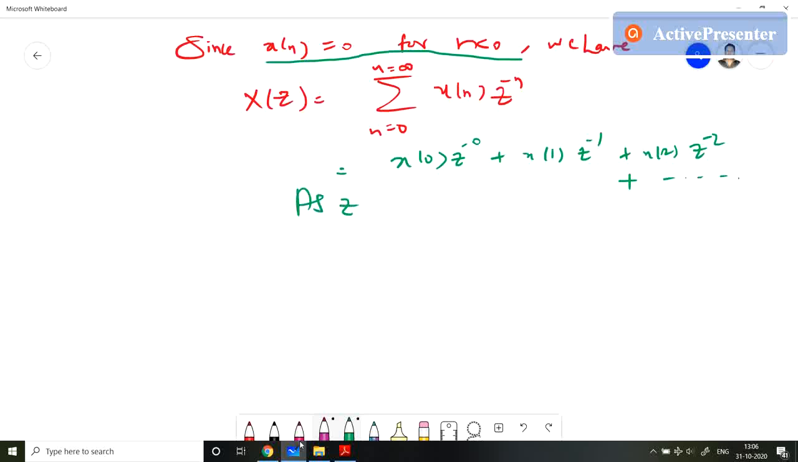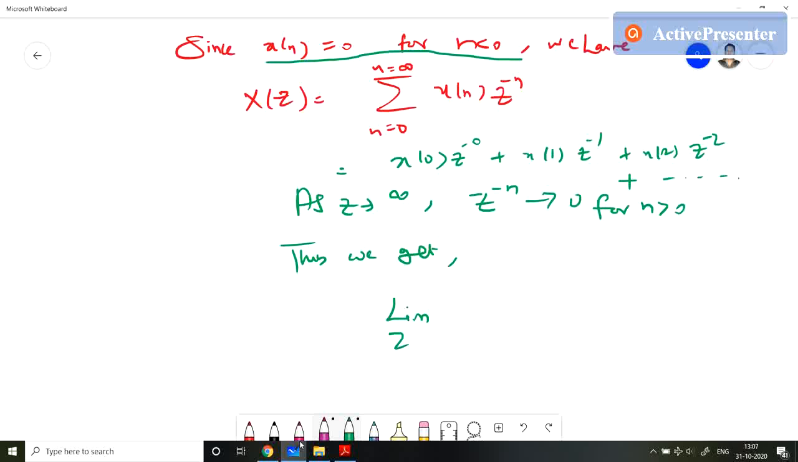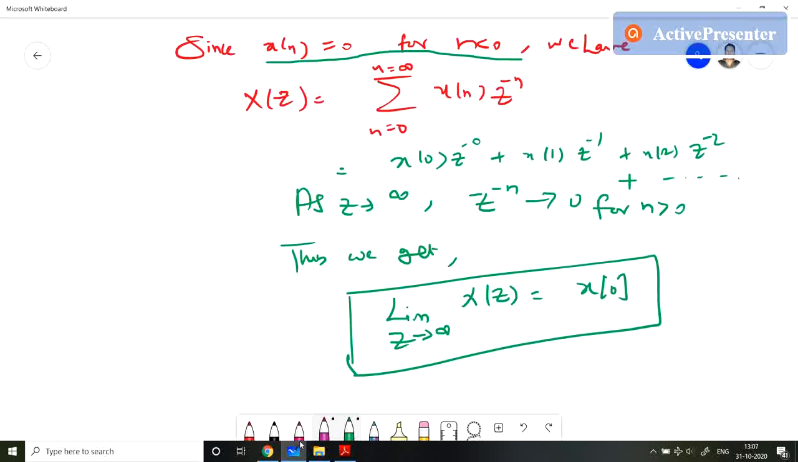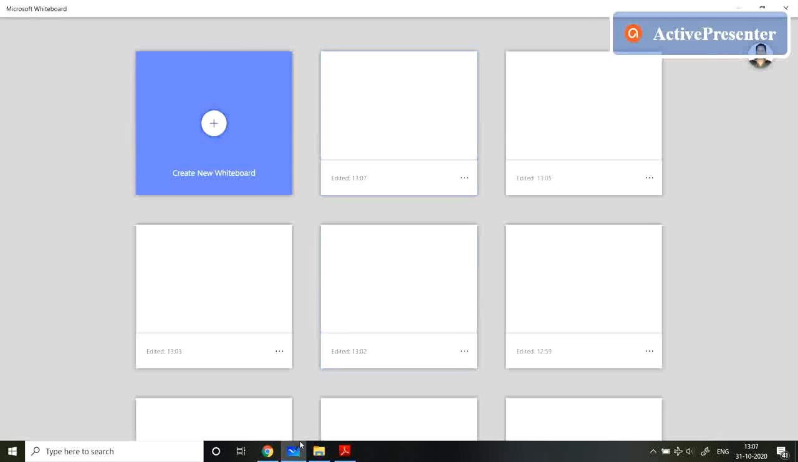So as z tends to infinity, z raised to the power minus n tends to 0 for n greater than 0. Thus we get limit z tends to infinity X(z) is equal to x[0], hence proved. So this is called the initial value theorem.